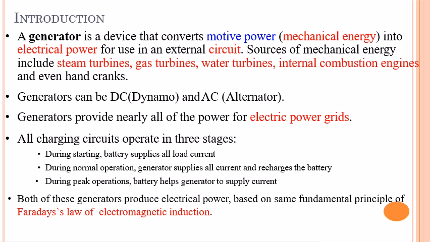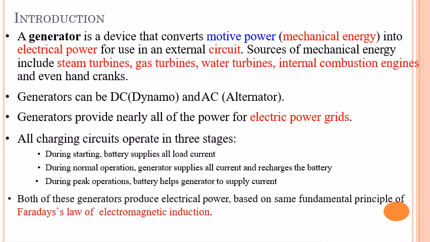These generators will be of two types: one is the DC dynamo type and the other is the AC alternator type. This actually works in three stages. In the first stage, that is the starting stage, the battery supplies all the load currents. In the second stage, that is normal operation, the generator supplies all the currents and recharges the battery. During the third stage, that is peak operation, the battery helps the generator to supply the current.